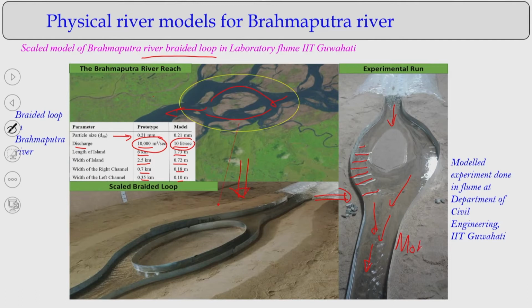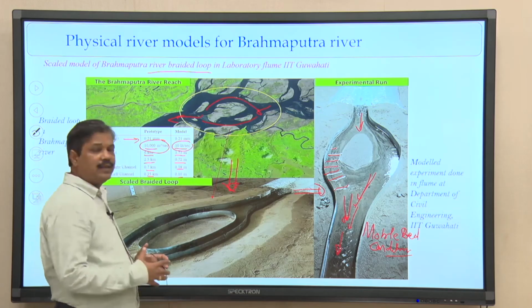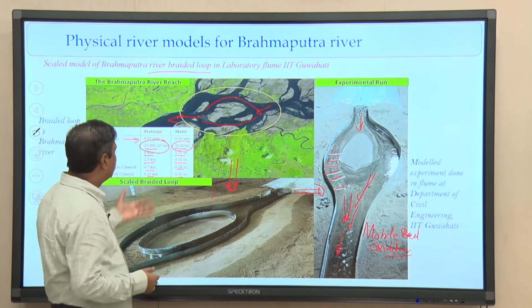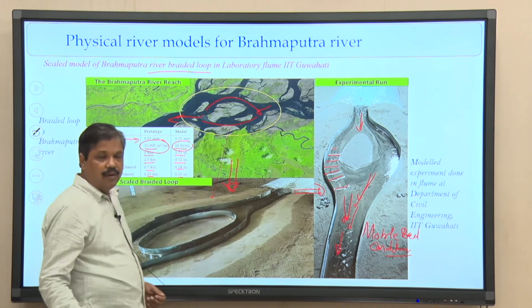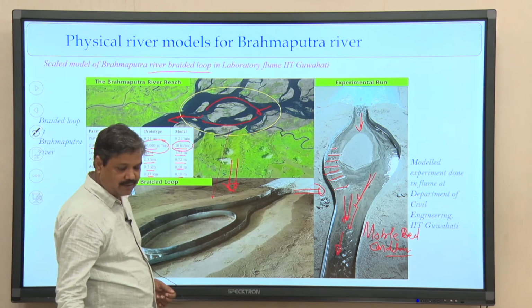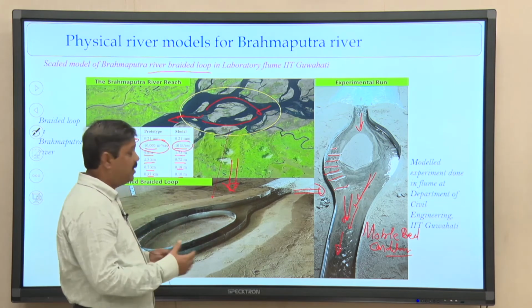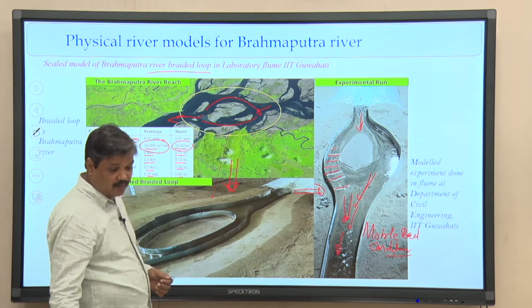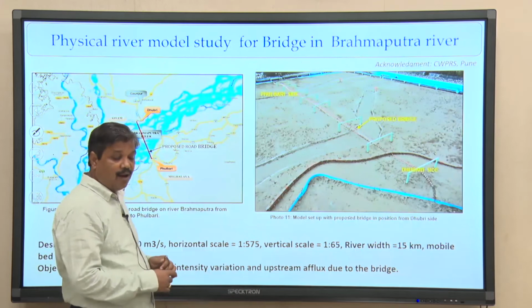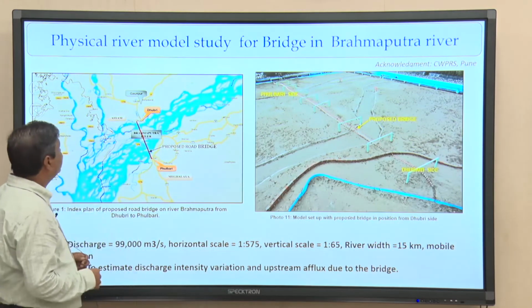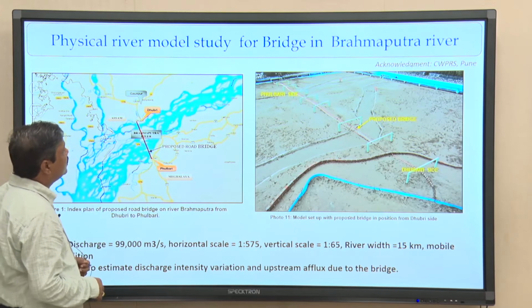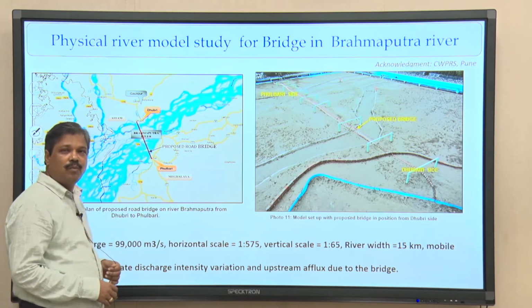It is a mobile bed condition where the bed load sediment processes are happening, as you can see. So, we always have scale down models from the river to the laboratory scale. Today we will discuss how to develop a scale down model, in more detail. Now, looking at a similar example, I will take a physical river model study for a bridge on the Brahmaputra River.